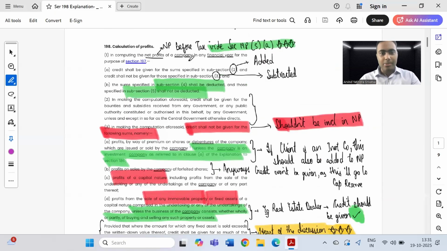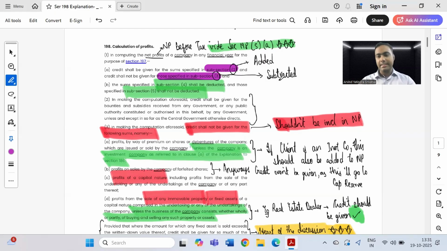Calculation of profits: in computing the net profits of a company in any financial year for the purpose of Section 197. So what is Section 197? Section 197 is the section that discusses the limit for managerial remuneration. Section 198 tells you how to compute the profit to apply the limit in order to compute the maximum permissible managerial remuneration. Credit shall be given for sums specified in sub-section 2, and credit shall not be given for the sums specified in sub-section 3.